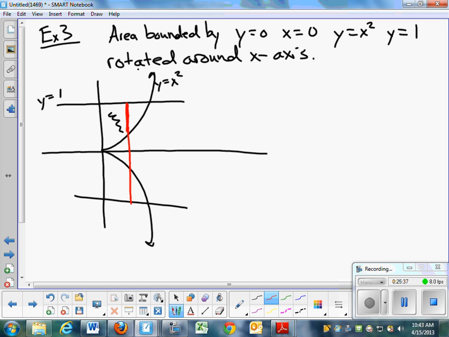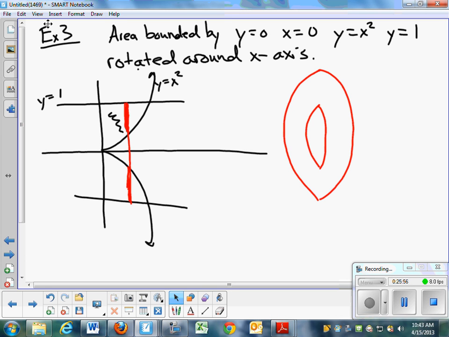Yeah, exactly. Not a donut so much as a washer, right? So that's what I have. I have this shape right here. If I were to cut it, this is the shape I get.